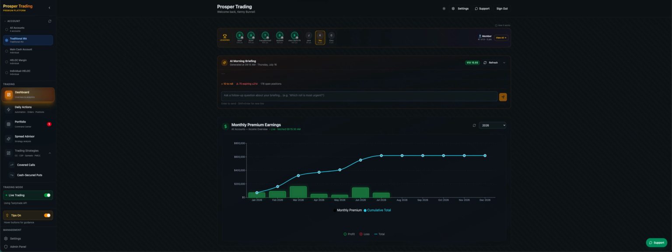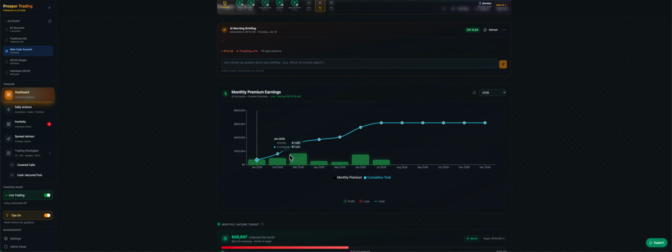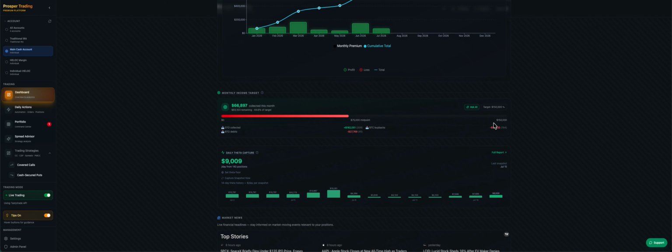So here I am in the Prosper Trading platform, and you can see first thing up in the upper left-hand corner, you have the different accounts. These are accounts that I have on my Tasty Trade account. And what I like to do each day is I'll come in here to my main dashboard, and it just tells me my premium earnings over time. So you can kind of see that so far for the year, I'm at 618,000. And then for the month of July, and we're on the 16th, so we're about halfway through, I'm at 66,000 for the month. And then I have a goal here of hitting 150,000.